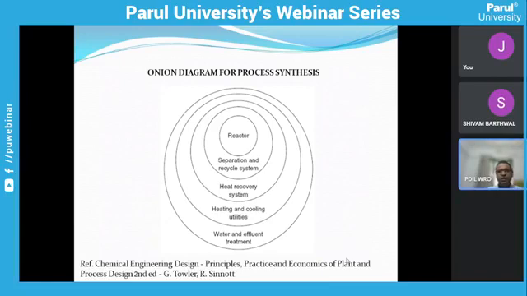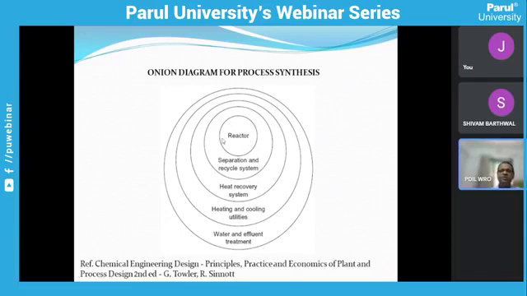This is called the onion diagram for the process synthesis. I have taken this from a reference book, Chemical Engineering Design: Principles, Practices and Economics of Plant and Process Design, by Towler and Sinnott. If you look at this diagram, it is clear that the heart of the process plant is the reactor. That means it is the innermost part of the process plant. After that, what is there? The second layer is the separation and recycle system.